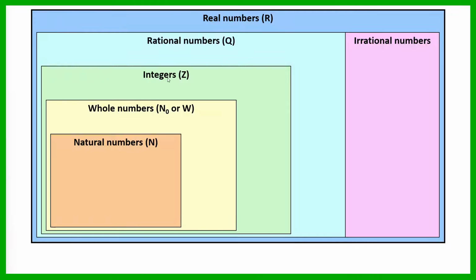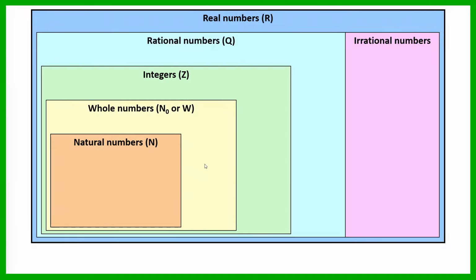They are also part of the integers. They're part of the rational numbers, which is part of the real number system. Whole numbers are part of the integers. They're part of rational numbers, which are part of the real number system. Integers are part of rational numbers, which are part of the real number system.